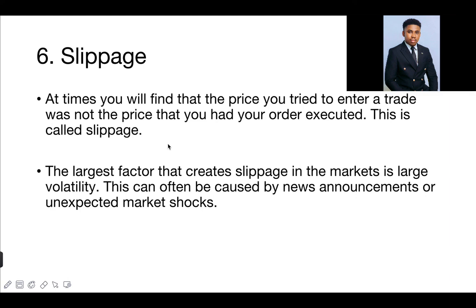So basically, slippage is when you enter at a certain level and the market does not fill you in at that level, but fills you in at maybe a better price or a worse price. That's called slippage, and it happens when there is high volatility in the market. So the largest factor that creates slippage in the market is large volatility, and this can often be caused by news announcements or unexpected market shocks.